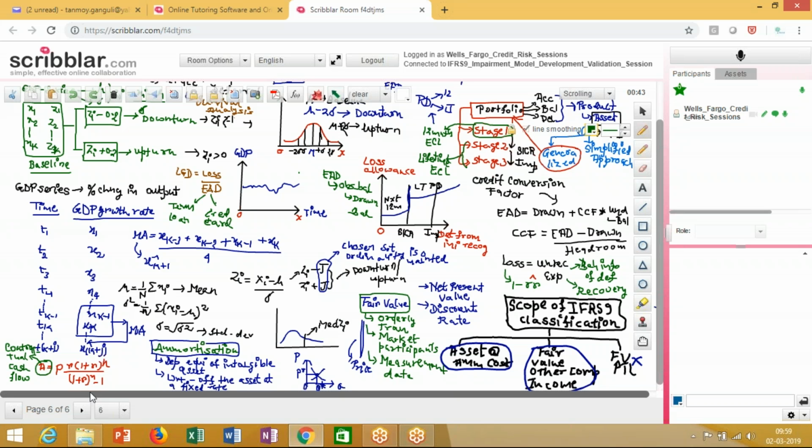Any questions up to this point on amortized cost, for assets at amortized cost? Yeah. So is this part clear?